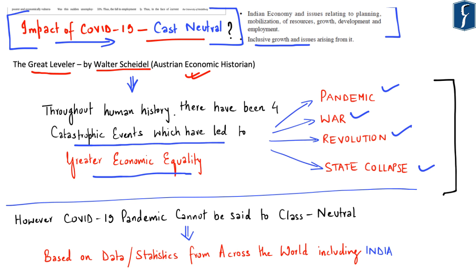as it affects all segments of the society equally according to this author. However, the authors of the present lead article have a very different view, especially with respect to COVID-19. They say that COVID-19 cannot be said to be class neutral as it has affected the lower societies or the lower caste more as compared to the upper caste. And accordingly, various reasons have been provided with respect to this particular aspect highlighted in the article.